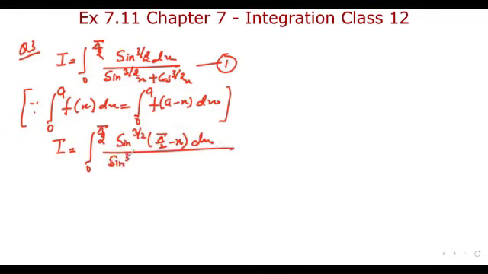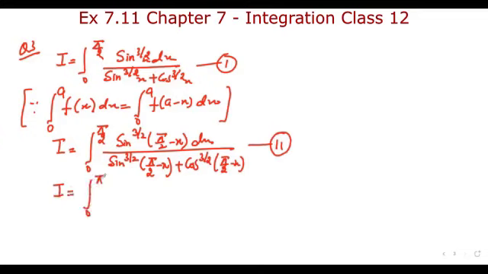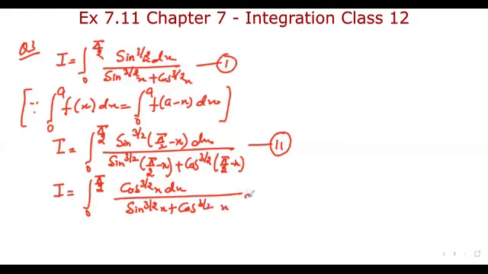this will also be sine power 3 by 2 into (pi by 2 minus x) plus cos power 3 by 2 into (pi by 2 minus x). Let it be equation number 2. And here sine(pi by 2 minus x) and cos(pi by 2 minus x) will become, this is cos power 3 by 2 x dx. This is sine power 3 by 2 x. This is cos power 3 by 2 x dx.